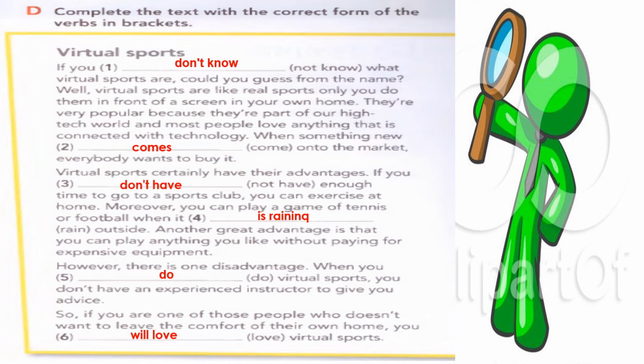Number 2. Comes. When something new comes onto the market, everybody wants to buy it. Number 3. Don't have. If you don't have enough time to go to a sports club, you can exercise at home. Number 4. Is raining. Moreover, you can play a game of tennis or football when it is raining outside.